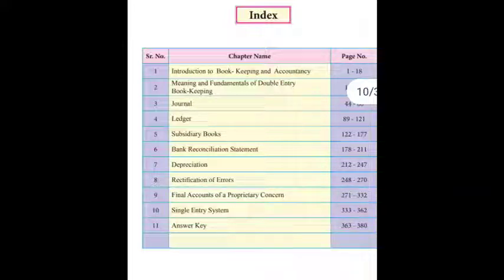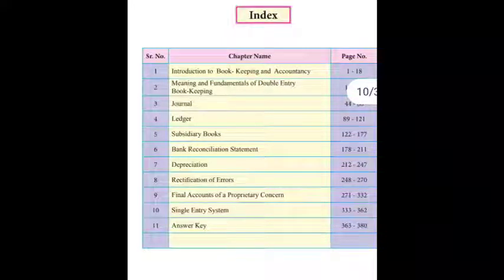According to that, we classify the items into real, nominal and personal accounts. As well as the next, third important chapter is journal. Journal is a very important chapter. We can say journal is the basis of accountancy, the basis of bookkeeping and accountancy. If you learn and understand how to frame a journal entry, that means you will have completed a whole part of accountancy. So journal is the basic thing of all accountancy.